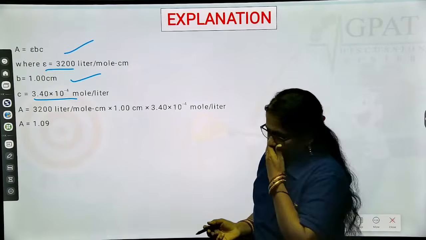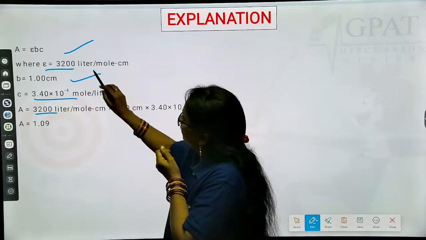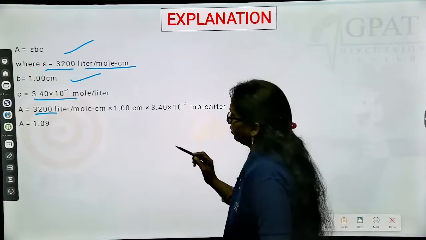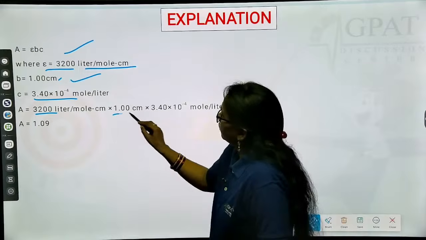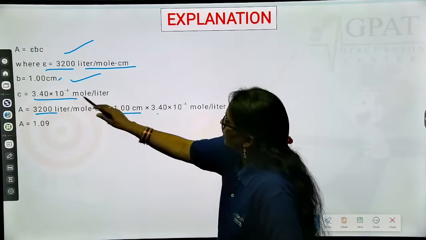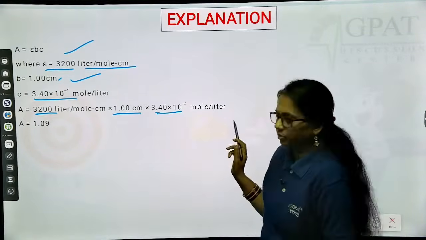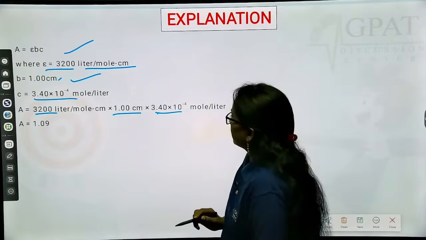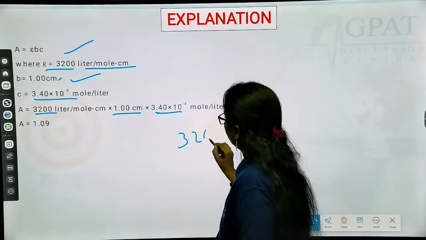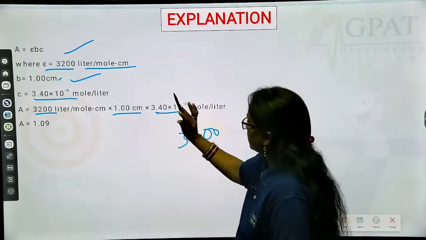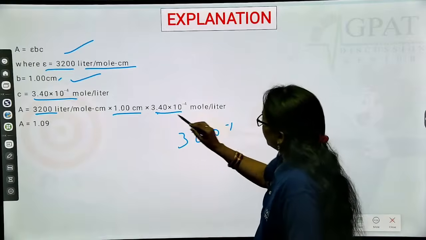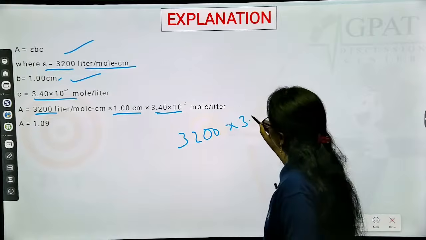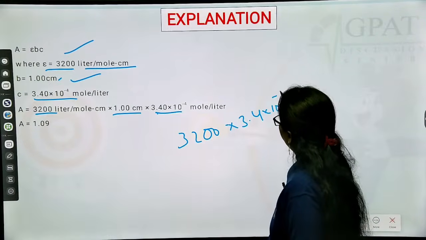Okay. So 3200, exactly, the units are also relevant: the path length is 1 centimeter and the concentration is 3.4 into 10 to the power of minus 4 moles per liter. So if you do this calculation, very simple actually, 3200 into 1, which is again 1 only, into 3.4 into 10 to the power of minus 4.